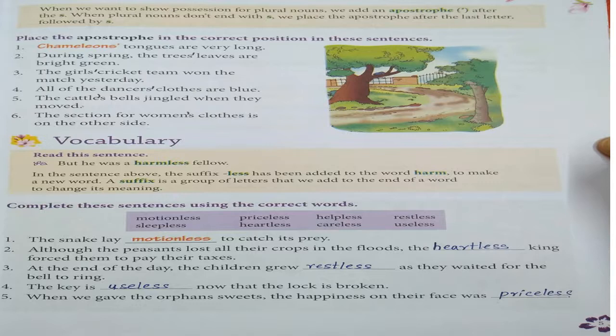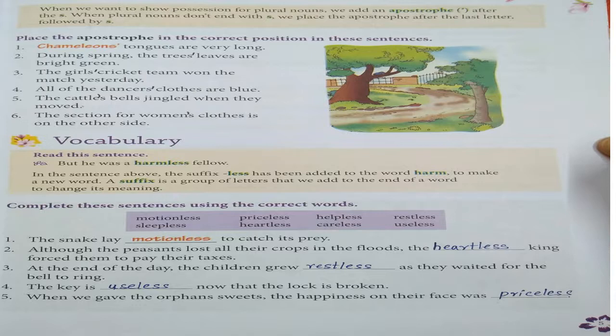They don't have any meaning on their own. They have to be added to some other word to get a meaning. Motion is the word to which LESS is added. Price is the word to which LESS is added. Help, rest, sleep, heart, care and use. These are the main words to which the suffix is added. So these main words are called root words, which do not change, which remain the same. Only the suffix added to it changes the meaning.